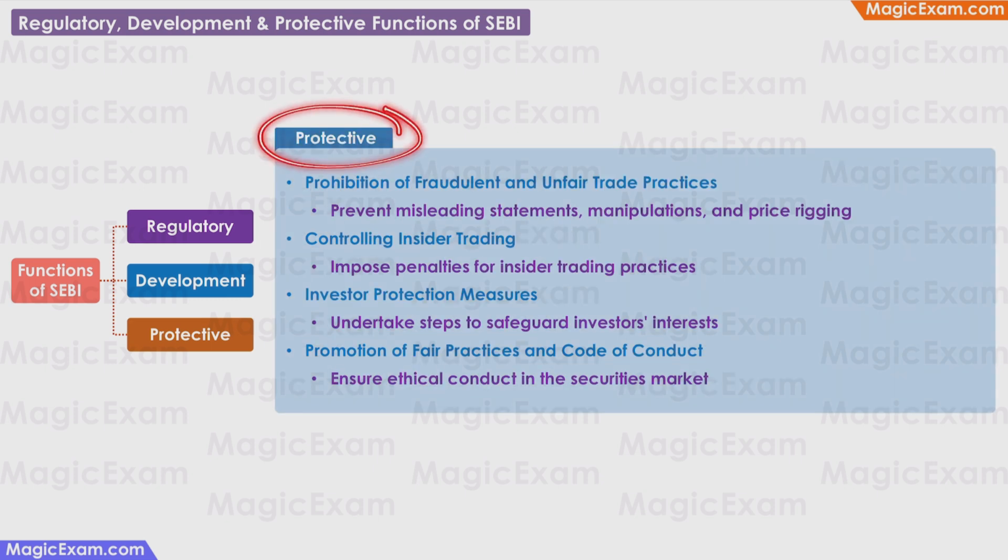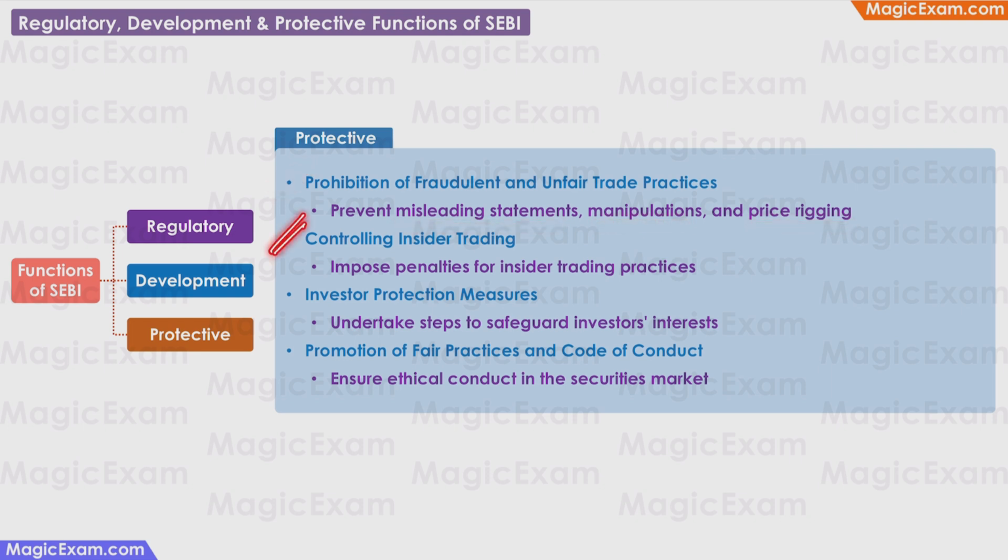Coming to the protective functions of SEBI, there are 4 protective functions. The first one is prohibition of fraudulent and unfair trade practices. SEBI actively works to prevent any kind of fraudulent activities. They can be misleading statements or even price manipulations in the market. This means no false promises, no price rigging, and definitely no unfair practices that could harm the investors.